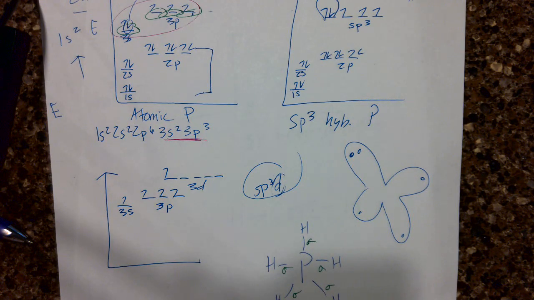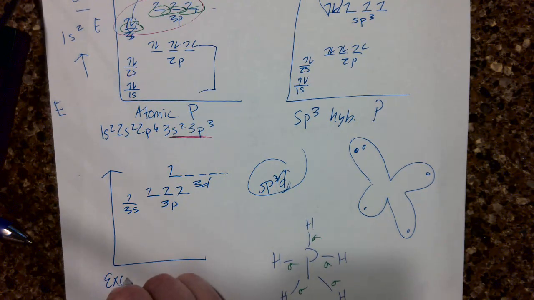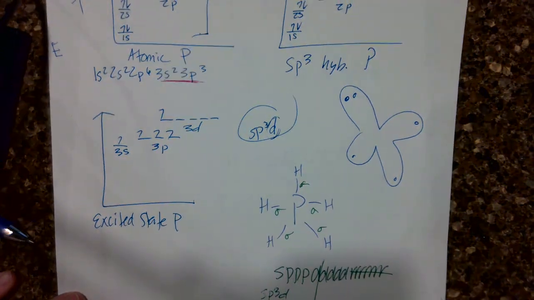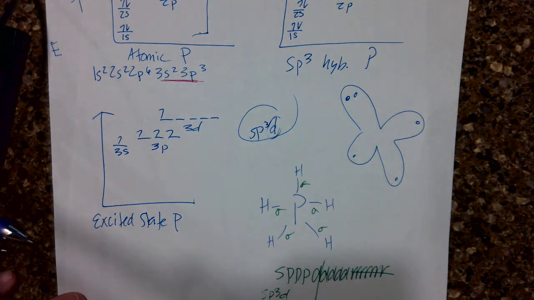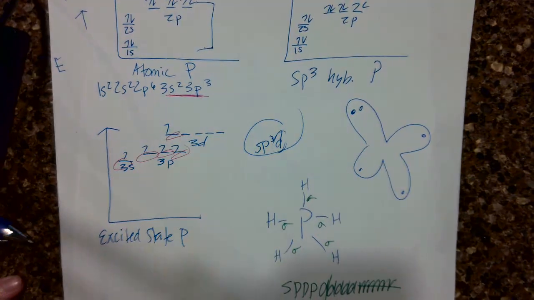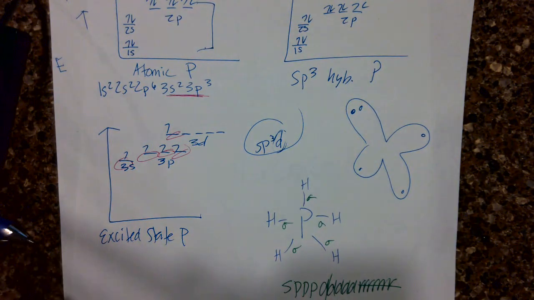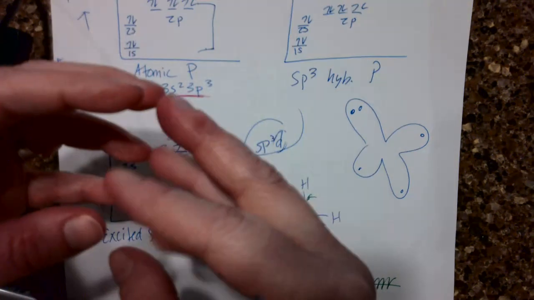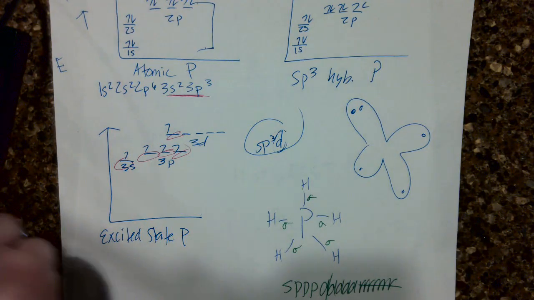Now that it's excited, this is excited state phosphorus here. Now it can hybridize sp3d, because now it has an S and 3 Ps, and it has the D that it needs. Now it can take them and mix it all together to make the new hybrids.